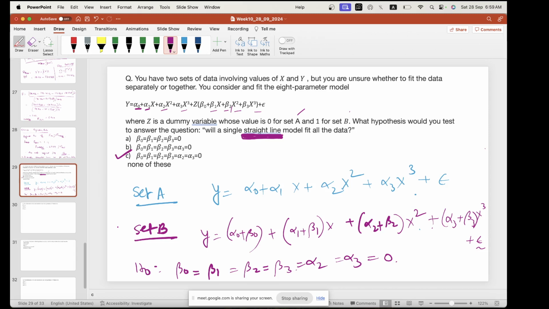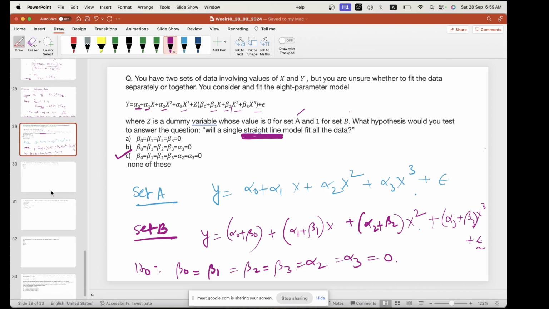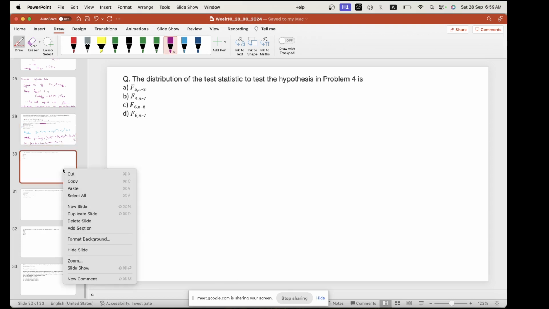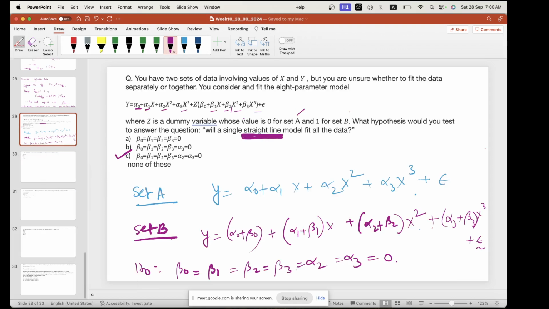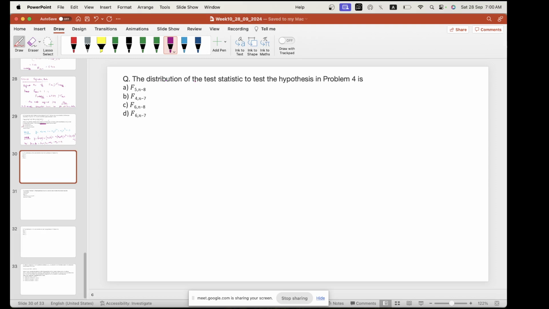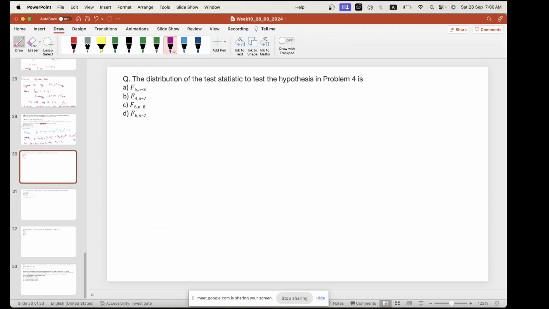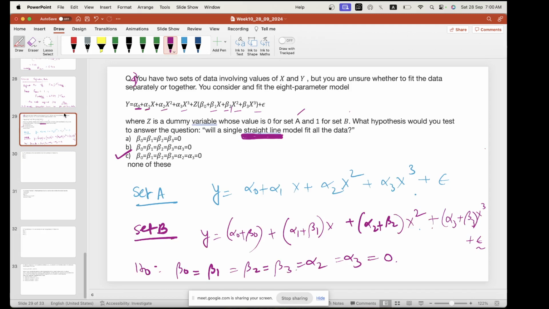Is this okay? If so, then we'll move on to the next one. So now, the distribution of test statistic to test the hypothesis in problem 4. This one was problem 4. So the distribution of test statistic to test the hypothesis would be how much?